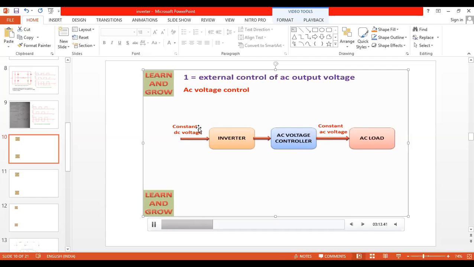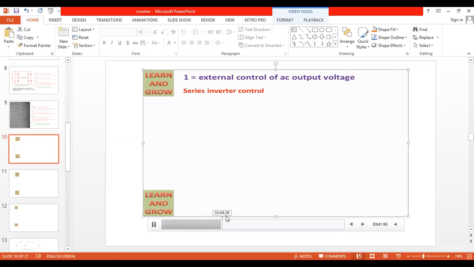How many types are there? That is the question. This is one particular block diagram. Only the block diagram you can show. So next method we'll see. Okay. External control, series inverter control.